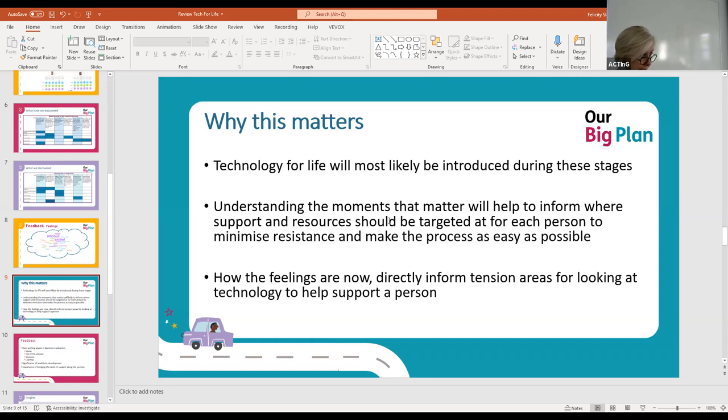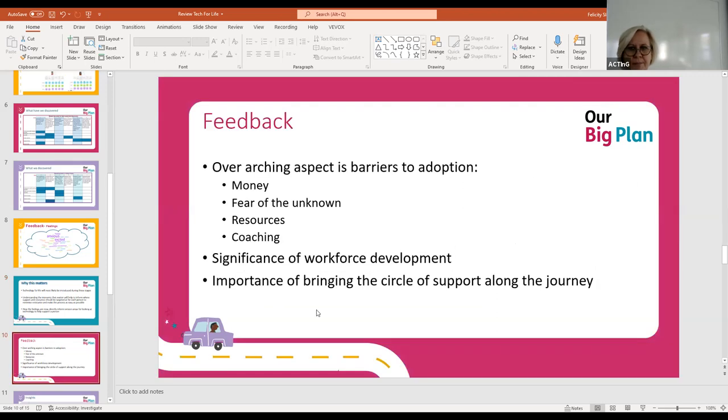At the end of the day, it's a change in the way people are being supported, so it needs managing as if it's a change process. And the feelings directly inform the intention areas when we're looking at how using technology to support somebody. From the feedback we got, the overarching barriers to adoption from the dialogue that we had was money: how we're going to fund it now to buy something, and how we're going to fund it in the future, if it's a subscription model or it needs updating regularly.